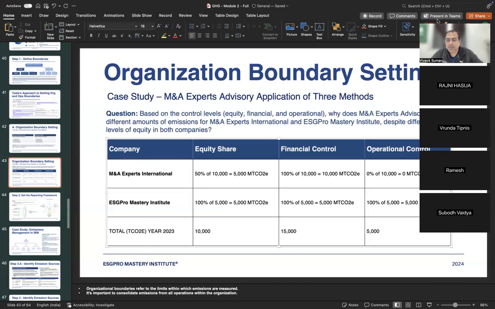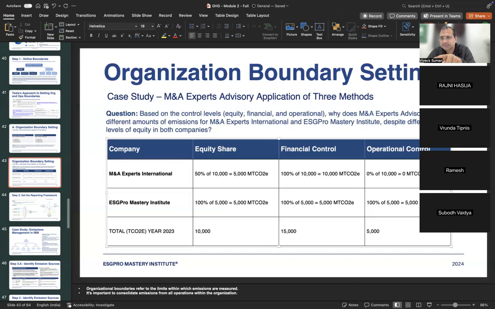Clear? So scope 1 and 2. Now I want to know, each of you need to tell me which one you will take. If tomorrow you are doing that calculation on your own, out of this number from 5,000 to 15,000, which number will you choose? Second only, 15,000. Subodhji is taking financial control, which is 15,000.